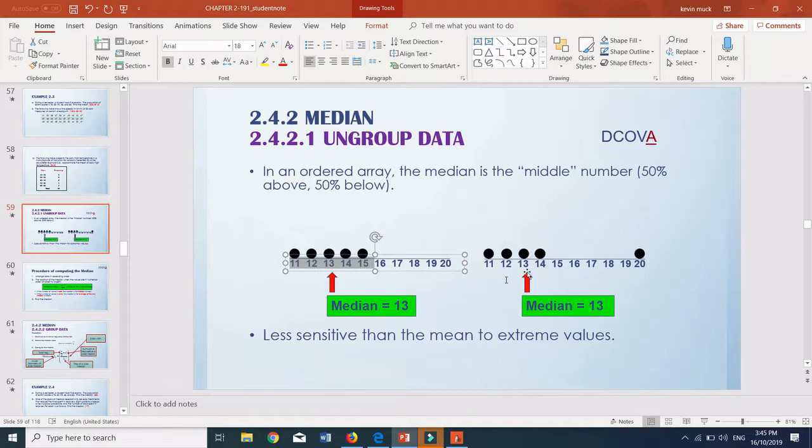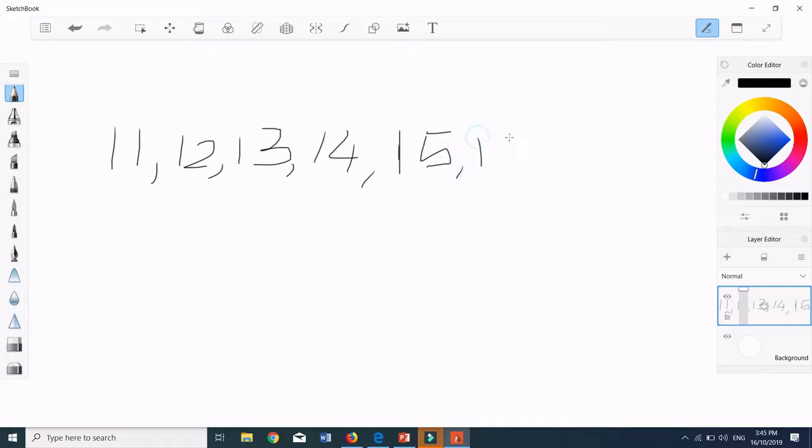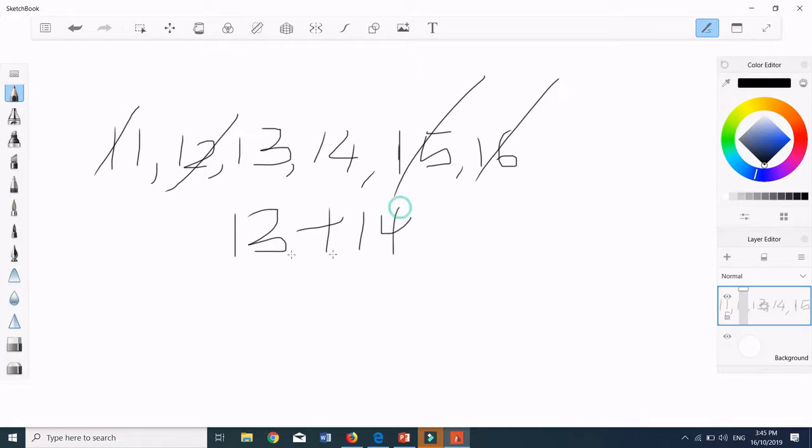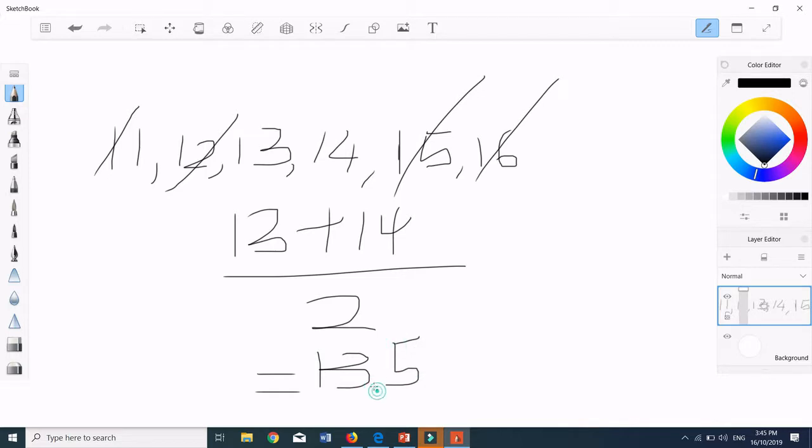The other case is, let's say you have 16, so you have 6 numbers over here. You cancel one out at each end, so you have 2 numbers in the middle. In this case, you take the 13, plus the 14, and divide by 2. So you will get 13.5. So 13.5 is your median.